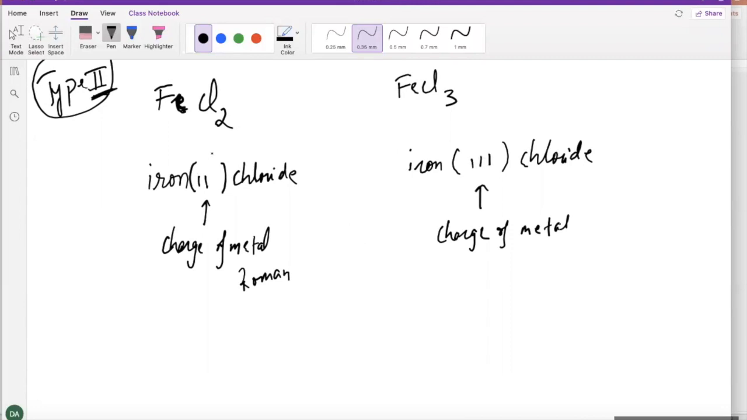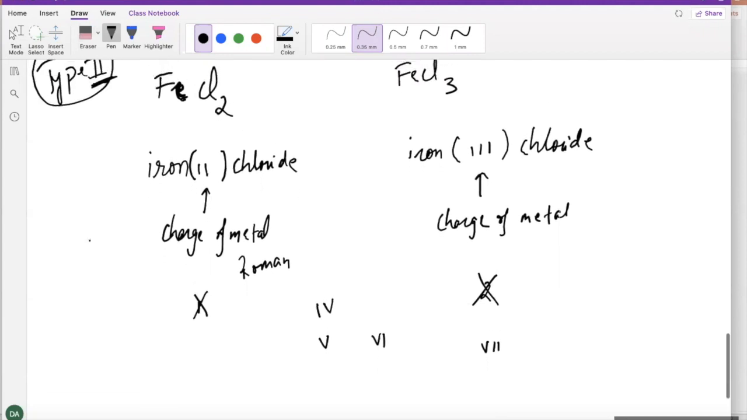Again, you cannot put the digit number like 1 or 2. You don't use that. Instead, you use the Roman characters. So 2 lines for 2 and 3 lines for 3. If you have 4, you show it like that. If you have 5, you show it like that. If you have 6, you show it like that. If you have 7, you show it like that. Okay. All right.